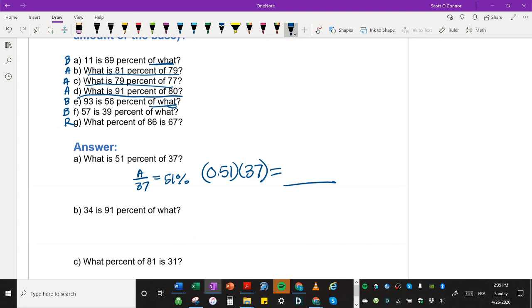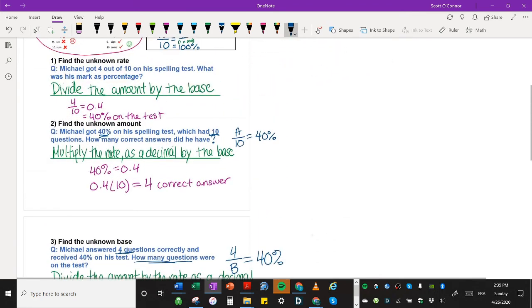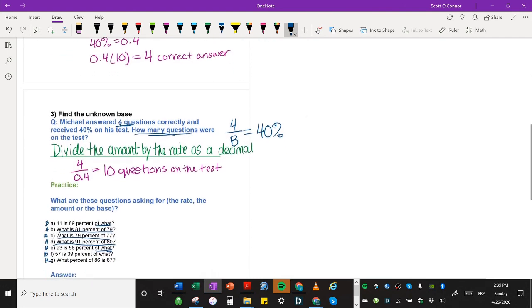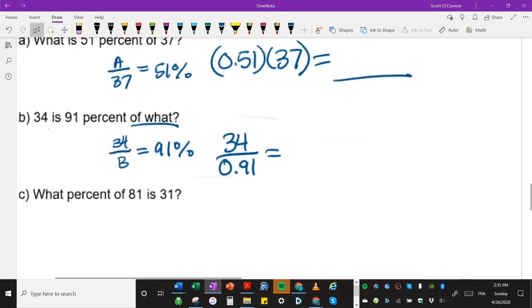34 is 91% of what? Again, let's write our fraction. 91%. Notice it says 34 of what, which means we're trying to find the base. In order to find the base, what we have to do is 34 divided by 0.91. If you're not sure, you can go back up here and see the instructions for each type of question. In an unknown base question, we divide.